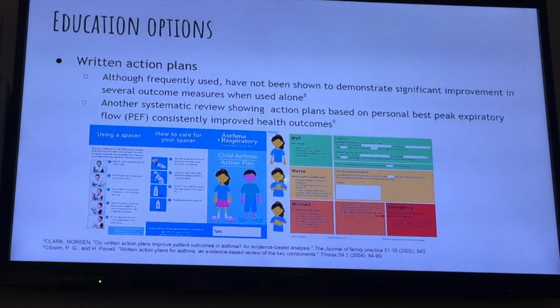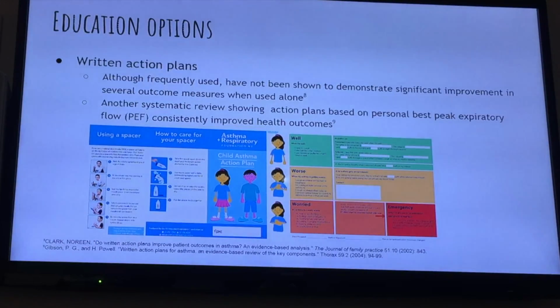So as this is an education app, we're going to look at the education options which have been trialed so far. One of the more common education options would be written action plans, which I'm sure everybody is familiar with. Although frequently used, these have not been shown to demonstrate a significant improvement in several outcome measures when used alone, and this was found in a study.